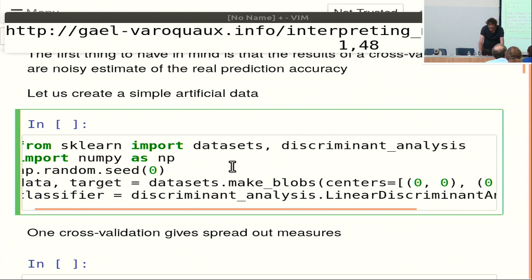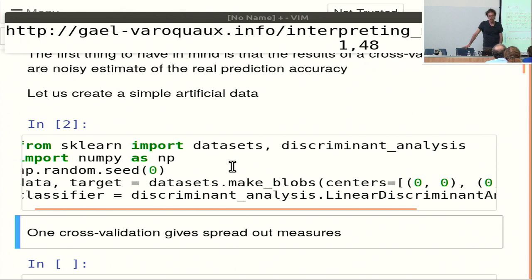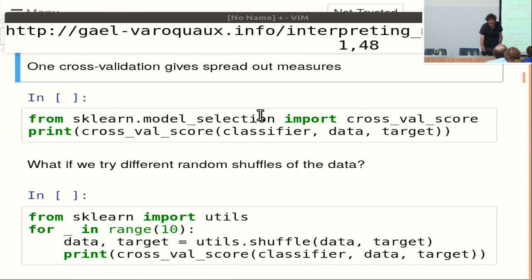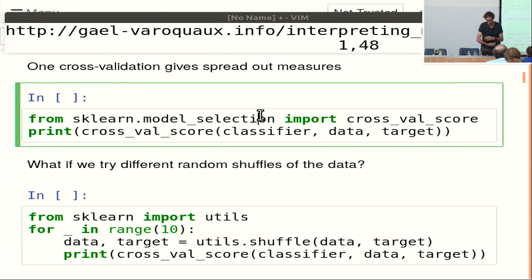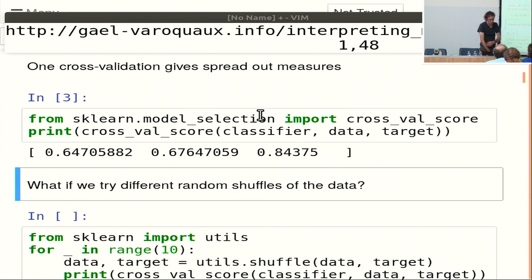Okay? And I'm going to use a linear discriminant analysis on this data set, which happens to be the exact Bayes classifier for this data. So basically the perfect classifier given the data, but it's also the simplest one, and it doesn't really matter in this part of the discussion. So I can do cross-validation on this, and the first thing we can see is that there's some variance across the different folds. So what does this variance mean? Well, it's just sampling noise, right?